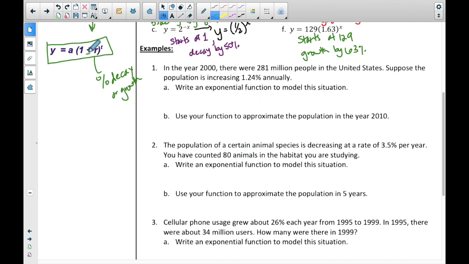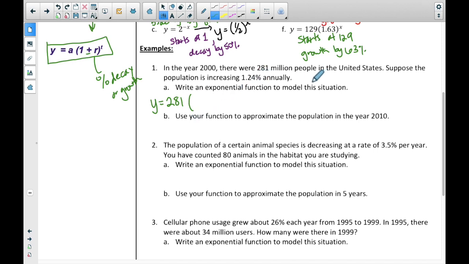Okay, let's think about this formula as well as the one up above and how we can put this information into that formula. So read through the problem, and our starting amount is 281 million. I don't have to write all those zeros. I can just write 281 and then do my calculation and then add on the word million at the end. So 281 is my starting amount.